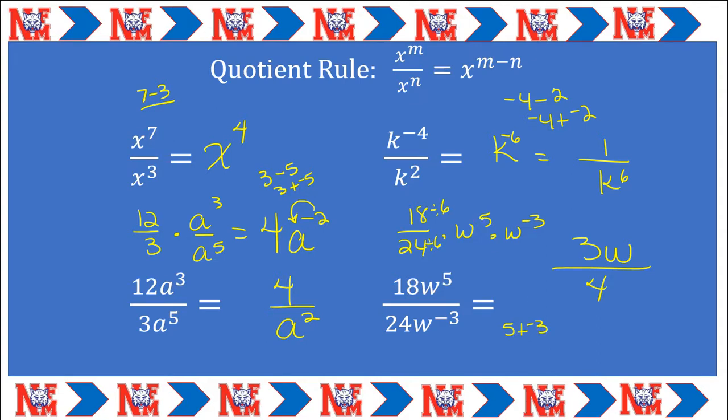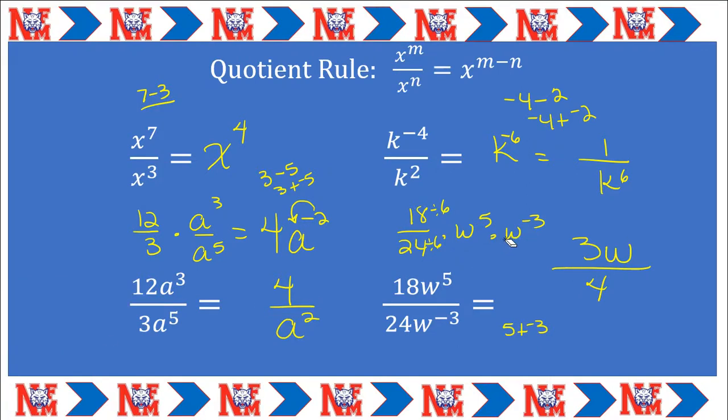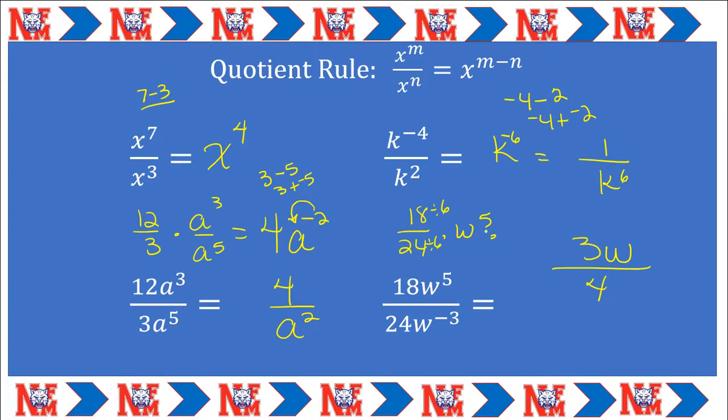Oh, this is division. My bad. Let's back up a bit. I guess you guys were wondering, what is she doing? This is 5w to the 5th over w to the -3rd, my mistake.